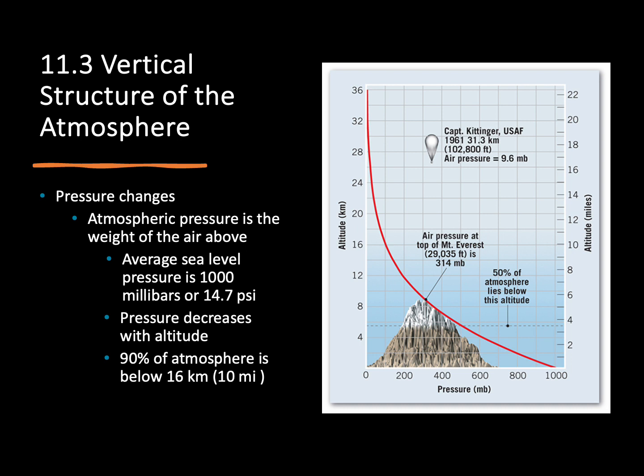But if we are above sea level, as we start increasing our altitude higher and higher, our air pressure is going to continue decreasing. And overall, we see that 90% of our atmosphere, or 90% of all of the air around our planet, is below 10 miles in height above the surface of our planet.